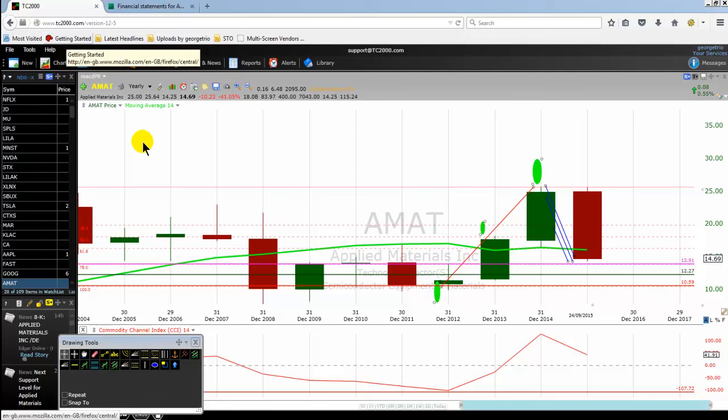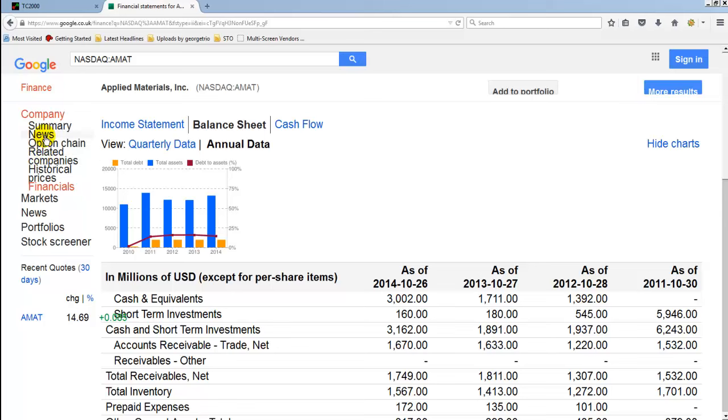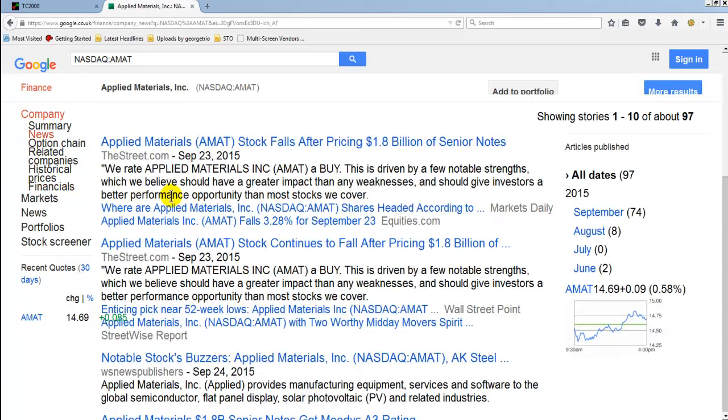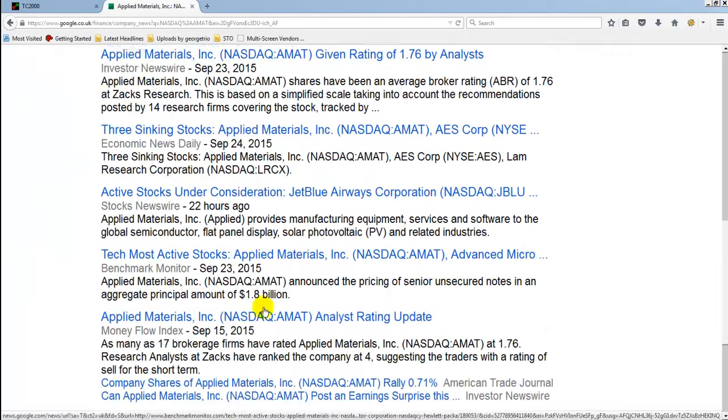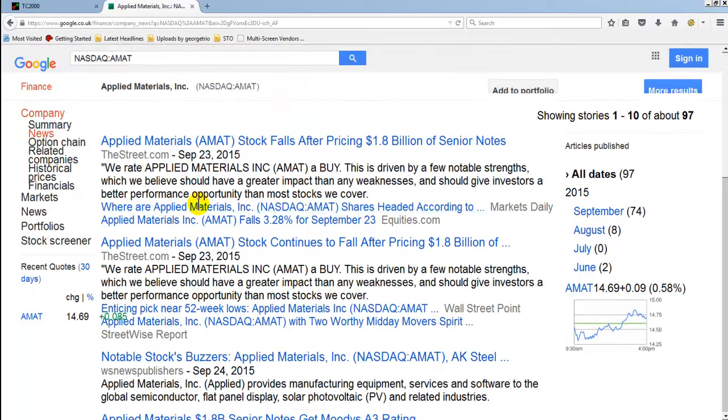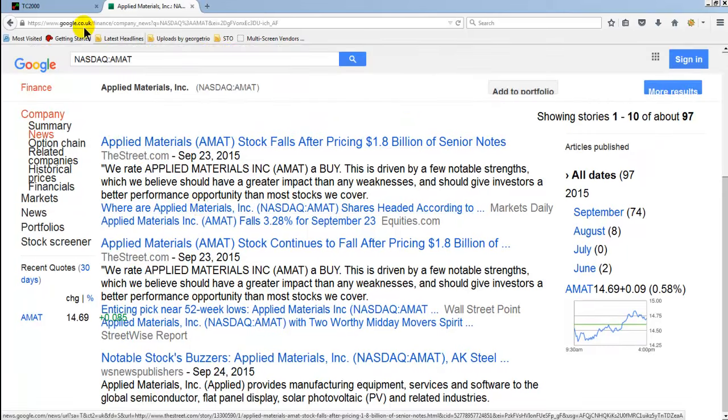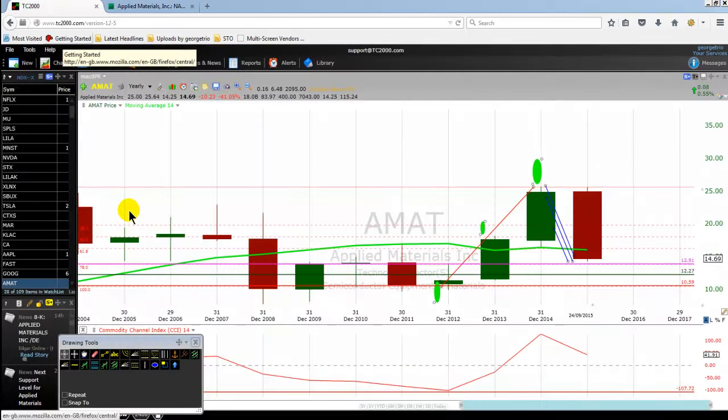All right. So we check also Google Finance, perform a fundamental analysis, to validate what is happening. You go to Google Finance, you will also click on the news. What are the news that are released? And sometimes the news will tell you straight away to stay away from the stock. You see here, Applied Materials stock falls after pricing, and so on. All these things, you check them out quickly, read them, and see what you can get out of it.